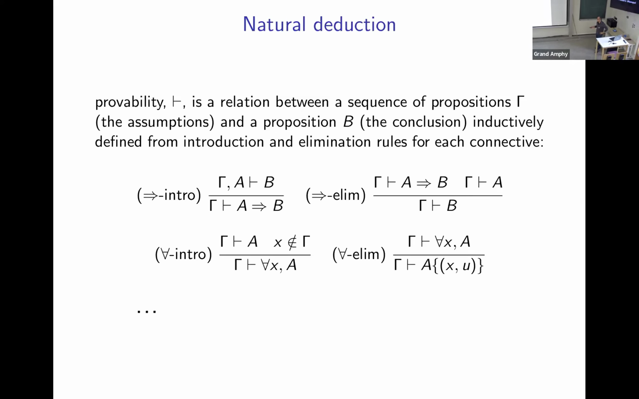Okay. So for instance, I didn't put all the rules here, but for the implication, you have this introduction rule saying that to prove an implication A implies B, you add A as an assumption and then try to prove B. And for elimination, it's modus ponens. If you have a proof of A implies B and a proof of A, then you get a proof of B. And similar things for the other connectives like universal quantification. And so this gives you a definition of what the provable propositions are.